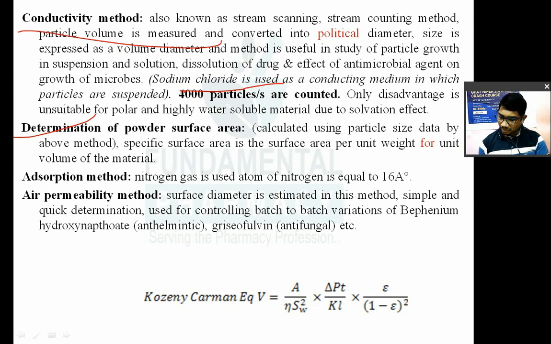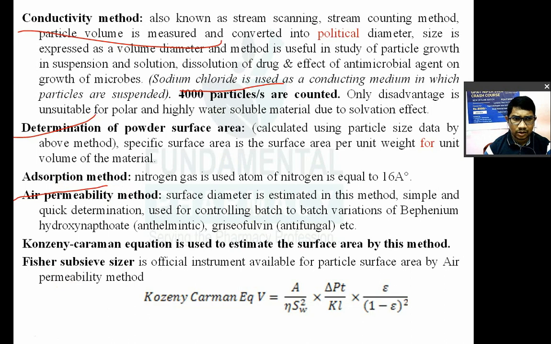Then air permeability method is there. In this method, air is allowed to pass through a powder. So in the powder you have particles, and in between those particles you have capillaries. Now the size of the capillary decides the resistance offered by the powder to the flow of air or fluid, and that is due to the size of the powder. We have already seen. In that, two types of equations are there: Poiseuille's equation and Kozeny-Carman equation.